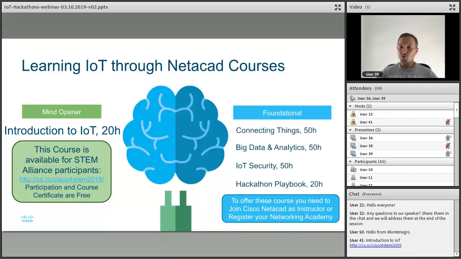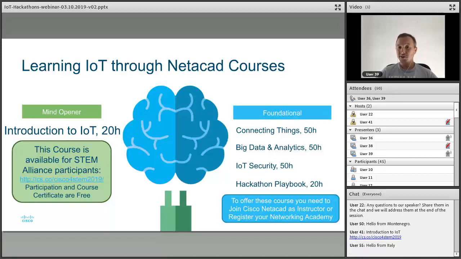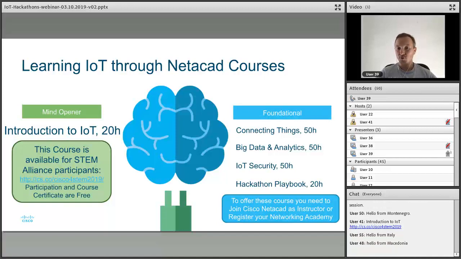We also have some other courses, and these are the names: Connecting Things. This is a course for makers. It teaches students how to use Raspberry Pi, how to prototype with Arduino, and how to create a prototype of your IoT solution. Another course is Big Data and Analytics, available for Networking Academies and pretty much all educational institutions in the world. That course is about the basics of artificial intelligence and machine learning. IoT Security is a very new special course that teaches about the security side of your IoT solution, how you can hack your Raspberry Pi, or how you can protect your prototype and your IoT solution from being hacked.